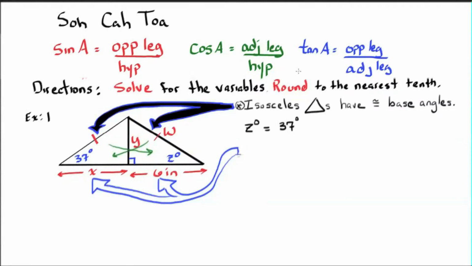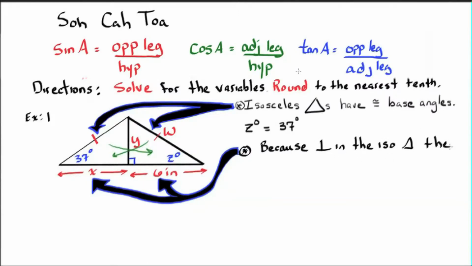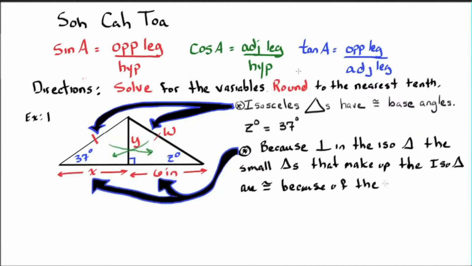Okay, so what else is going on here? I have this isosceles triangle and this segment that is perpendicular to the base. So these two other smaller triangles that make up the isosceles triangle must also be congruent because of the hypotenuse leg theorem. So therefore we know x is 6 inches.